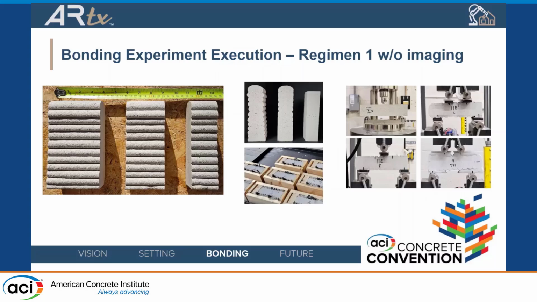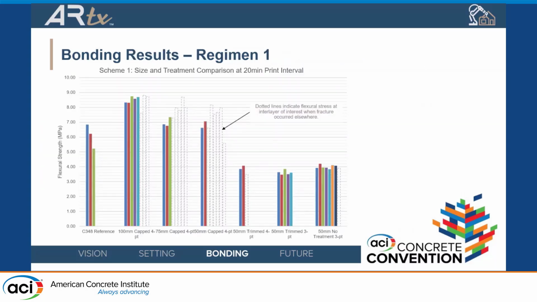And 2 main takeaways from this work. One is, when we cap these, even if we cap them just a little bit, we significantly change the apparent strength of the specimen. Another big takeaway is, even if you plan it, your specimens, when they're printed in the field, may not actually break where you want them to. So all of these dotted lines here are actually the flexural stress that was experienced in our interlayer of interest when it broke somewhere else.